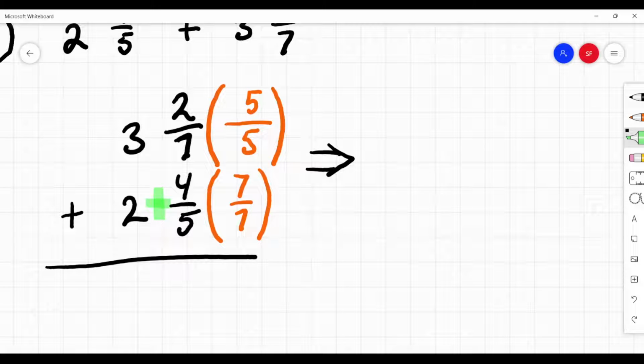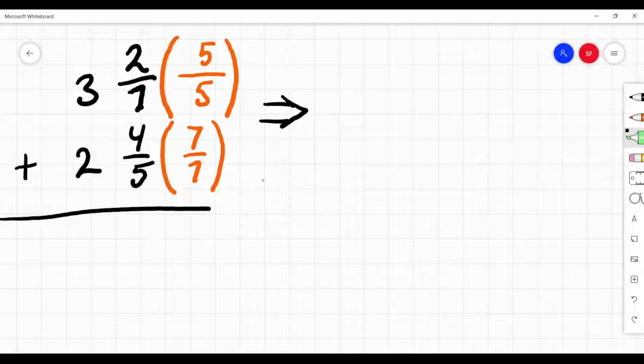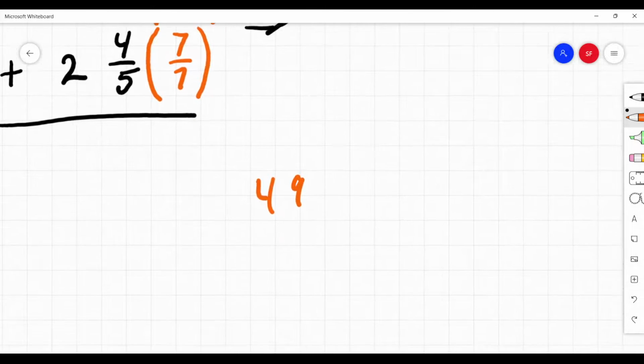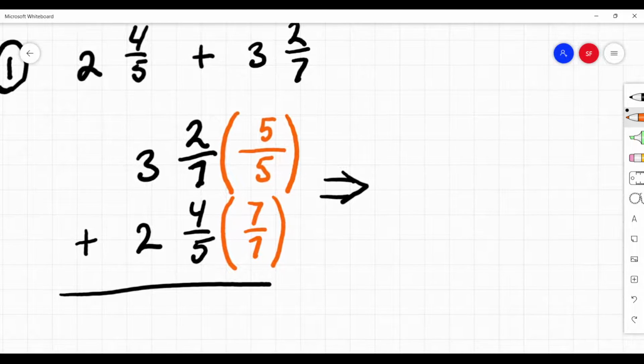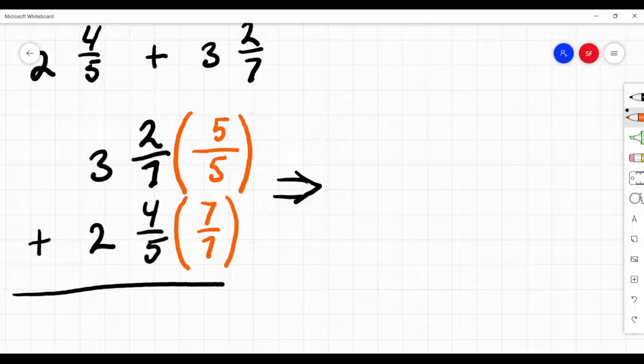Because if we did the top one as 7 times 7, we'd end up with 49 on the bottom, right? We'd end up with 49 on the bottom because 7 times 7 is 49. And then on the bottom one, we'd end up with 25. So we'd still have different denominators, so that wouldn't help us. That's why you have to pick the opposite one. On the top one we're using this denominator, and on the bottom one we're using this denominator, so that we end up with the same thing.